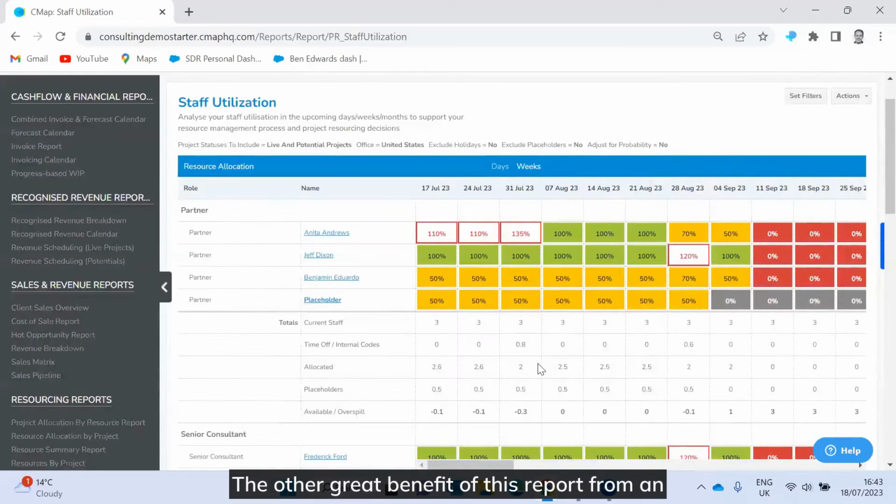The other great benefit of this report from an overall perspective is you can see where individuals might be over-allocated compared to others who aren't. So then you can make educated decisions around where to spread out some of those engagements so you can get that fair distribution of work across the team. It also really supports resource planning, so you can see in advance who's going to be less busy and available for potential work coming up.